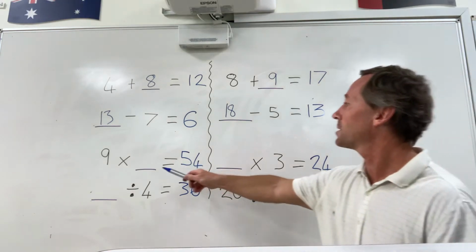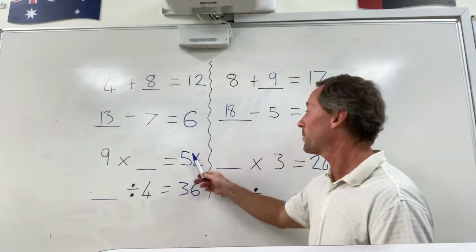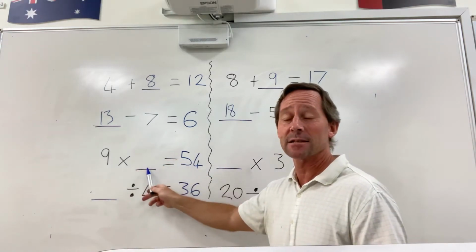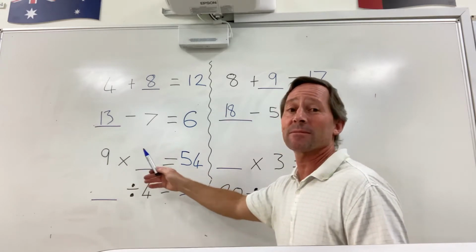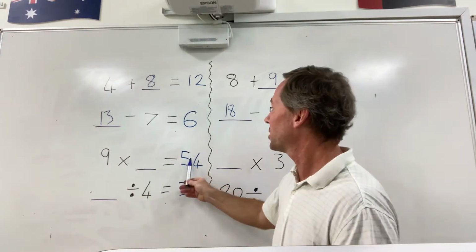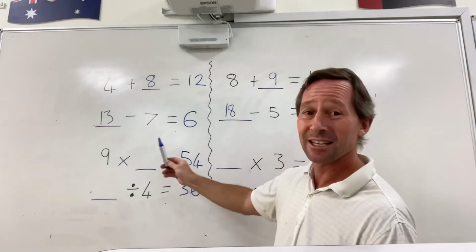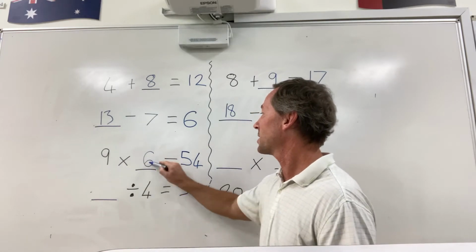So for example, 9 times something equals 54. The opposite would be 54 divided by 9 will give you this answer. You might think it's easy just to go 9 times something. It probably is. But let's try the opposite of the operation, which is going to be division. 54 divided by 9 is 6. 9 times 6 is 54.